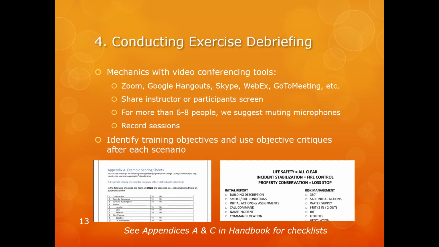For more than 6 to 8 people, again, we suggest muting microphones. Sometimes background noises get in the way. You can handle that; it's something you learn as you start doing more video conferencing and these types of remote sessions. Again, the point that's always worth emphasizing is that when you're doing any kind of training, you need to clearly identify your training objectives and use objective critiques after each scenario. We provided a couple of examples for you. We hope that they're helpful.